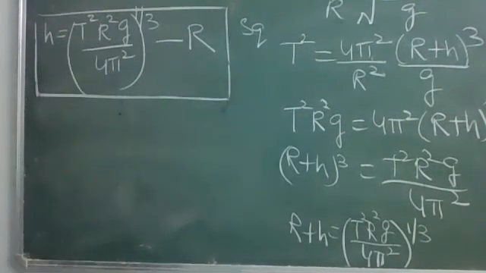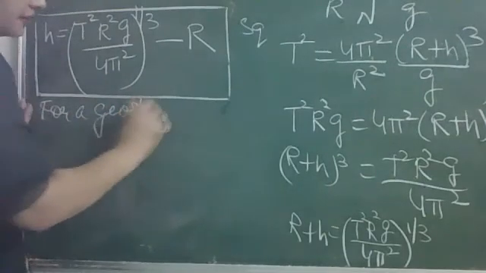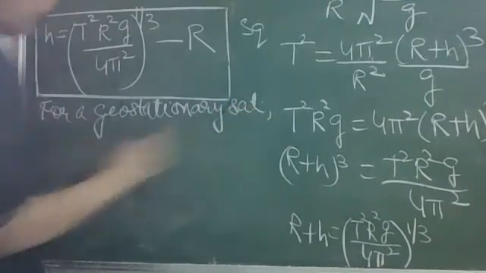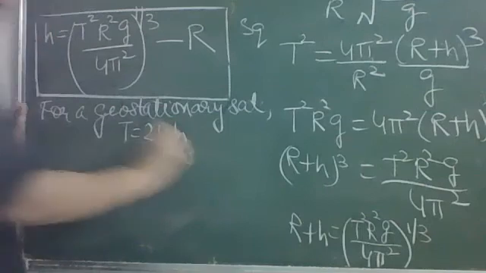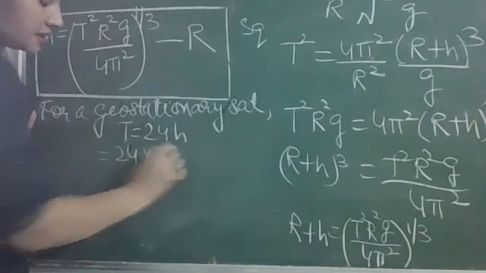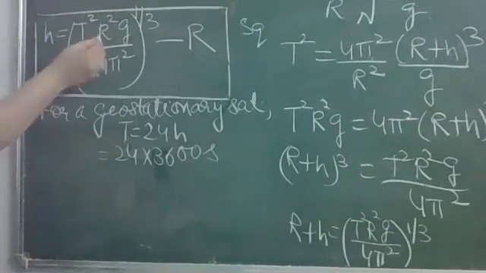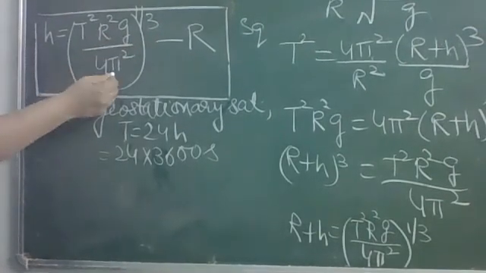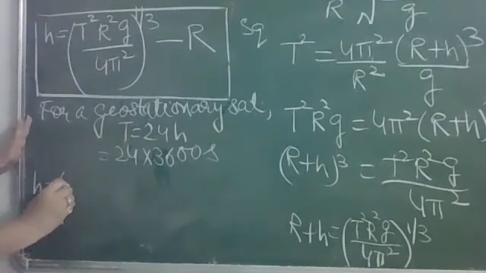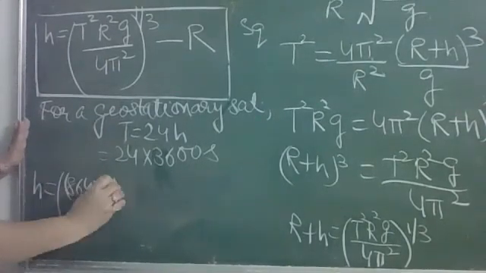So let us do this calculation. For a geostationary satellite, time period of revolution is 24 hours, or 24 into 3600 seconds, that is 86400 seconds. You know that. Radius of Earth we know, g we know, pi we know, radius of Earth we know 6.4 into 10 raised to power 6. So let us put in all the values to find the height of geostationary satellite from the surface of Earth.